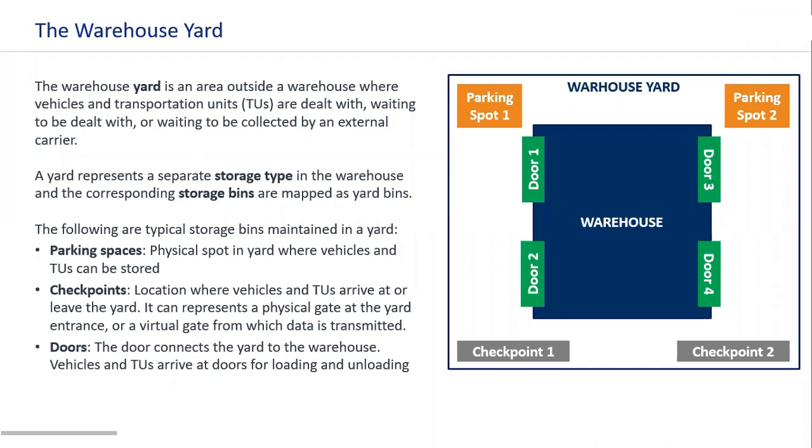Your checkpoints, so the location where vehicles and TUs arrive or leave the yard. It could represent a physical gate. So as they come in, they arrive, and you're basically moving that TU to the checkpoint and then to the yard bin, or straight onto a door. And the last one is doors. The door connects the yard to the warehouse. Vehicles and TUs arrive at the door for loading and unloading.